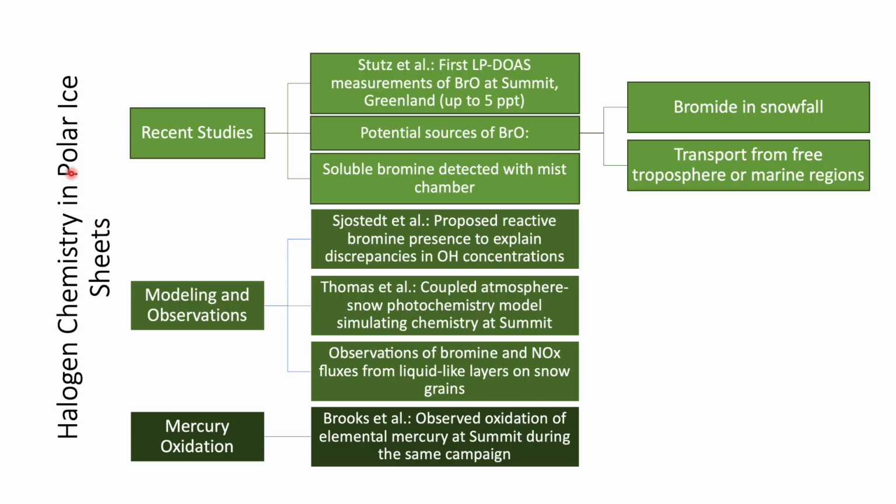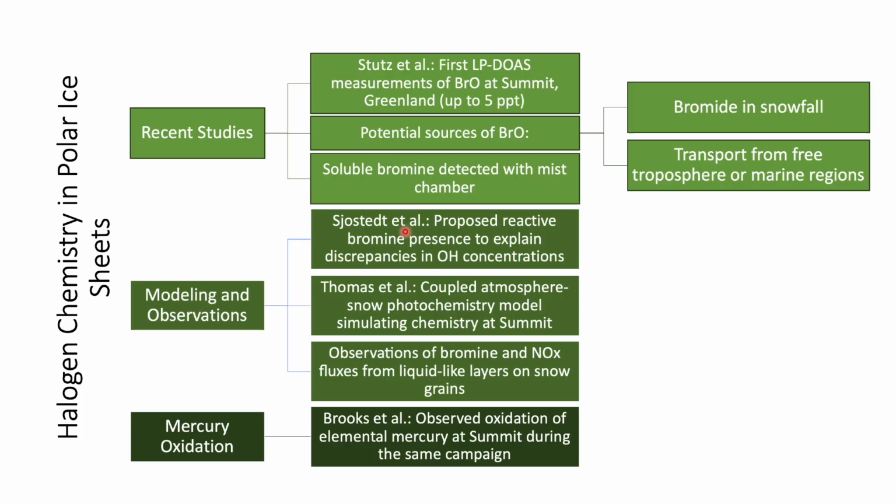Now we will be focusing on the polar ice. Recent studies have shown bromine oxide at summits, especially Greenland, up to 5 ppt. The potential source for bromine oxide may be bromide in the snowfall or transport from the free troposphere or marine regions. Soluble bromine was detected with mist chambers. So these are the ways by which scientists found that bromine exists in the Arctic region or in the polar ice sheets.